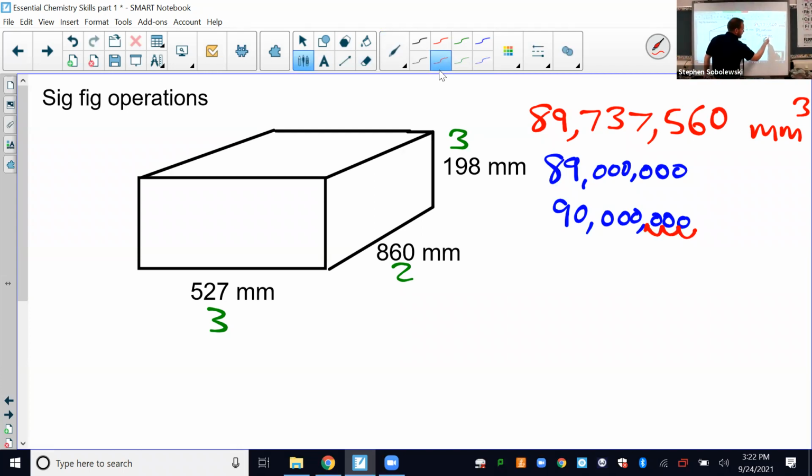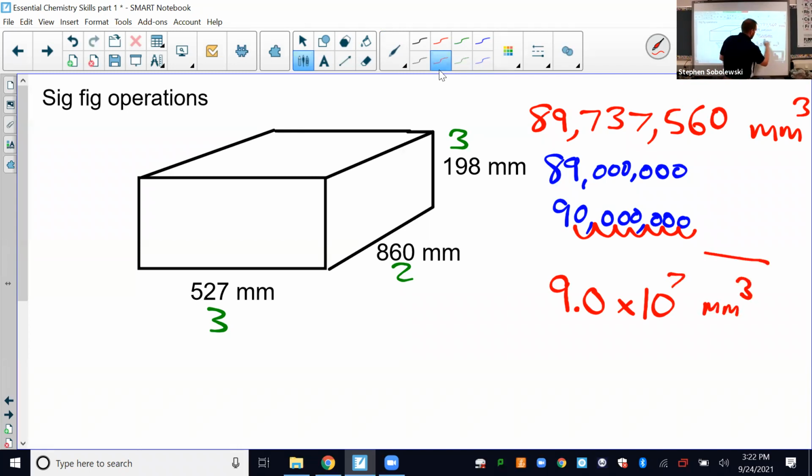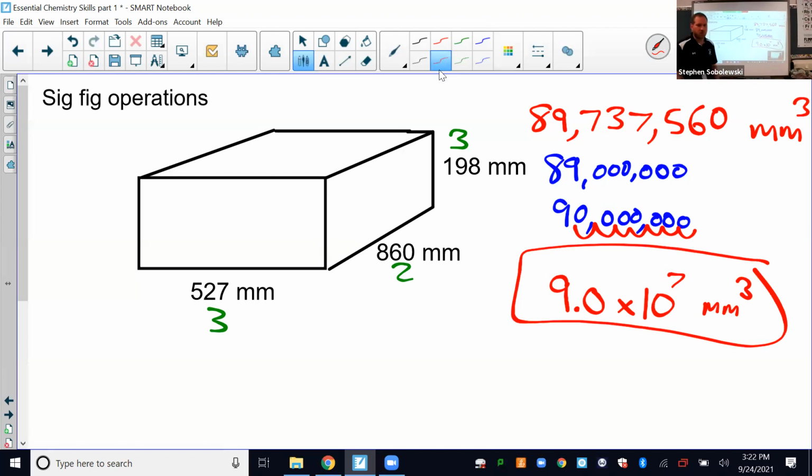1, 2, 3, 4, 5, 6, 7. You always sweep it until the front number is between 1 and 9.9999 repeating. So I'm going to stop it between 9 and 0. This gives me 9.0. Those are my 2 sig figs. Times 10 to the, I lost count, 1, 2, 3, 4, 5, 6, 7. Times 10 to the 7th millimeters cubed. That's exactly how you need to report this one. It's tricky, it looks weird, but that's the only way to do it correctly.